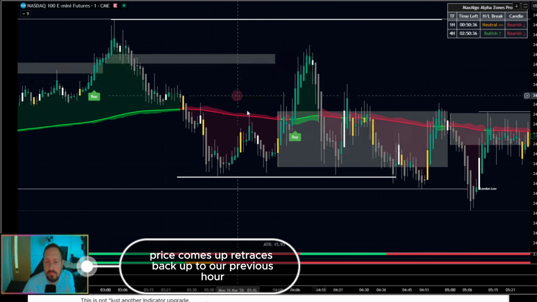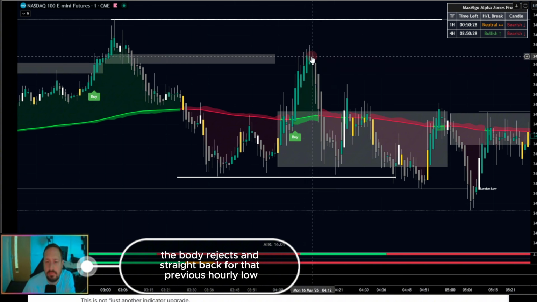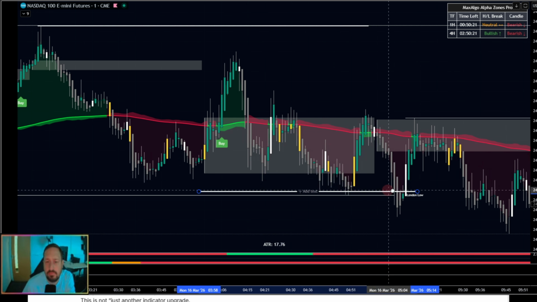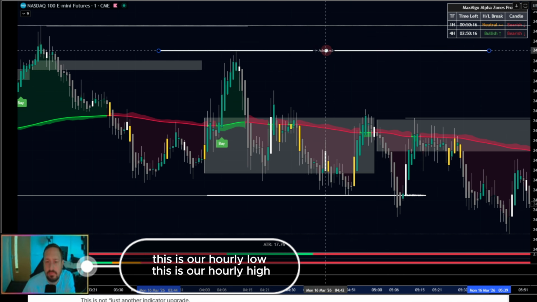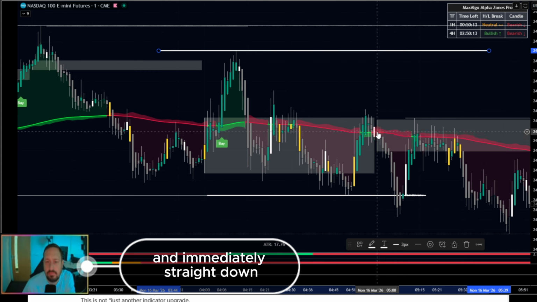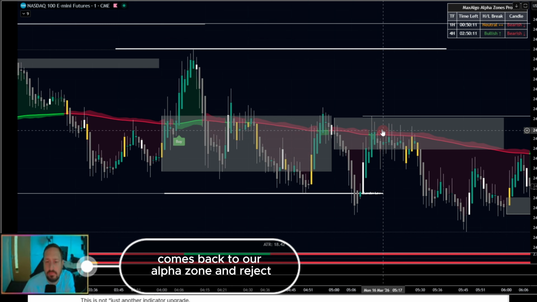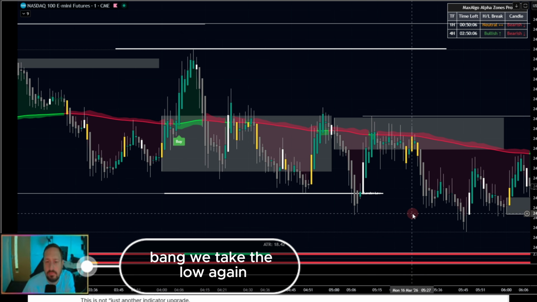Price comes up, retraces back up to our previous hour. So this is the previous hourly candle, goes back up the body, rejects, and straight back for that previous hourly low. New hour opens. This is our hourly low. This is our hourly high. And immediately, straight down, takes the previous hourly low, comes back to our alpha zone, and reject, reject, reject. Bang. We take the low again.